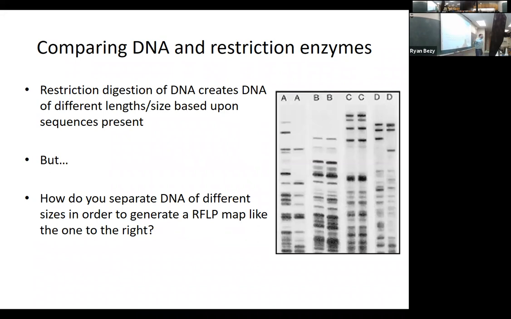So I'm just going to keep on going here and talk about what we're going to be doing for our next steps. Restriction digestion of DNA creates, again, DNA of different lengths, sizes. And then you can actually generate a map based upon those different lengths. But the question is, how do you actually even make this map in the first place? Right now, you're just going to have a bunch of DNA mixed together in a tube of different sizes. It's all floating around in the liquid. How do you separate out the DNA, all of those different sizes, into more of a map? And how do you then visualize those DNA fragments?